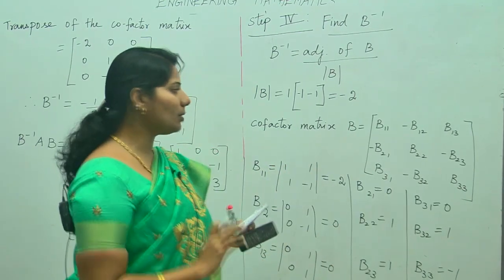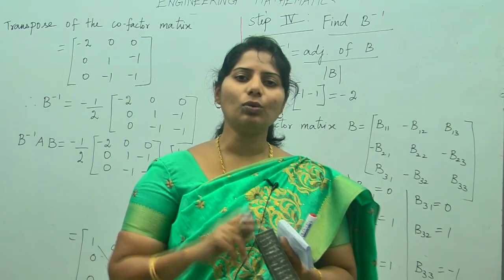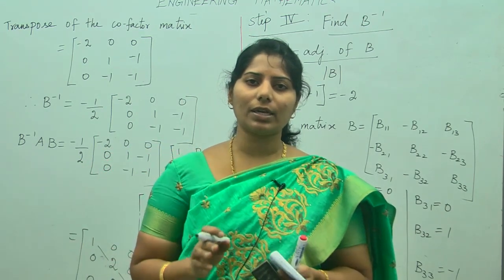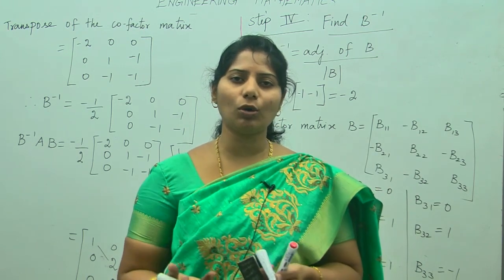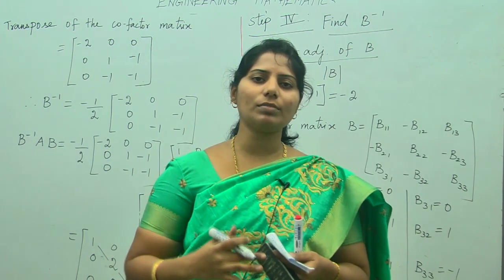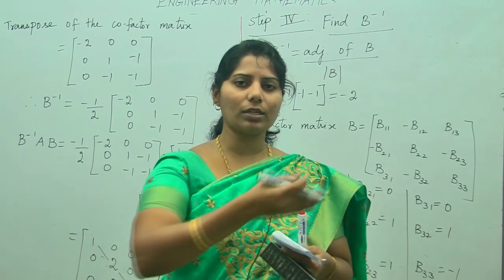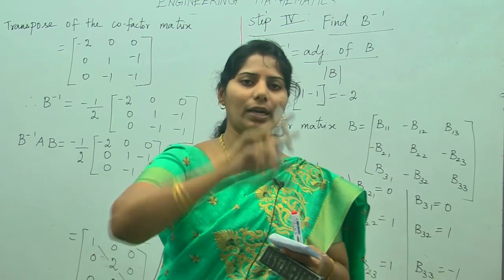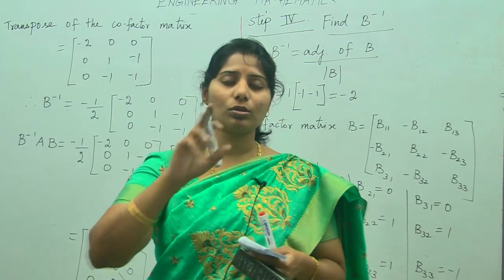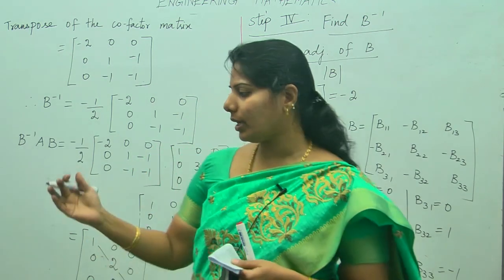What is the first step? You will find the eigenvalues. Step 2, you will find the eigenvectors, and then step 3, form the model matrix. What is the model matrix? Whose columns are the eigenvectors. 3 eigenvalues you have found out, corresponding eigenvectors you have found out. Those eigenvectors you will write column wise, and also you can change the order. Accordingly you will get the final answer.